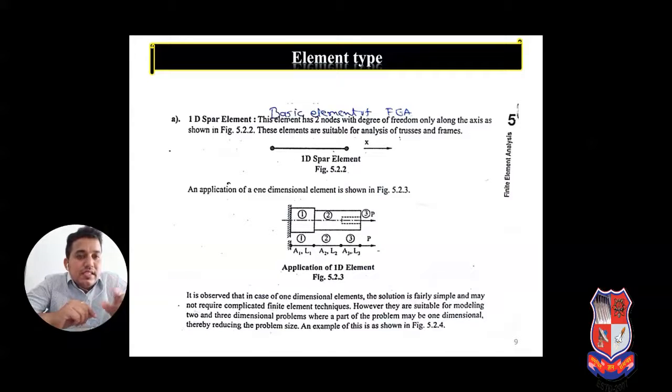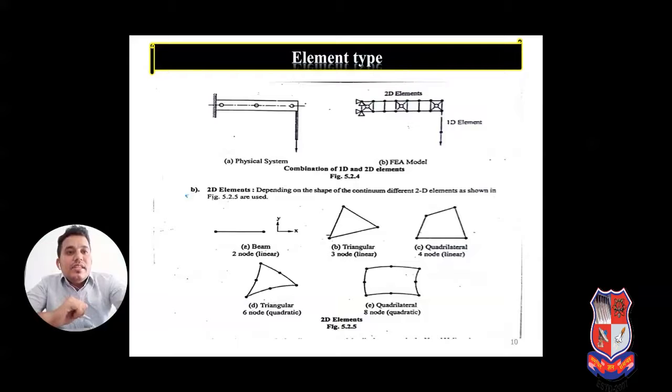As you see in the figure, we indicate each element with a round number: 1, 2, 3, and each element has two nodes: 1 to 2, 2 to 3, 3 to 4. So this is the node arrangement.